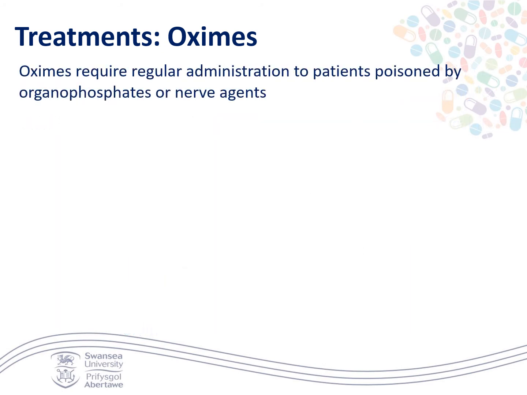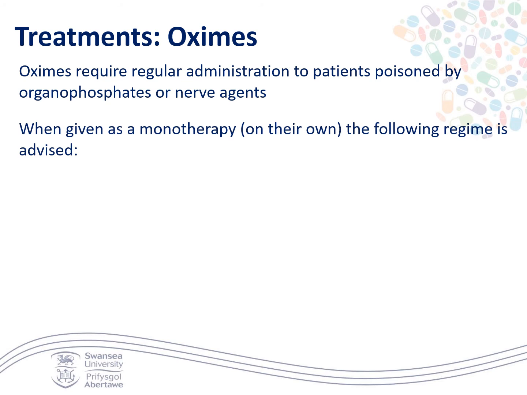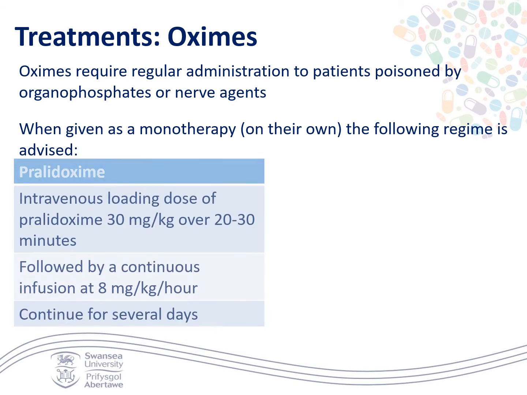Oximes themselves require regular administration to patients poisoned by organophosphates or nerve agents. And when given as a monotherapy, so mono referring to one, so when given on their own, the following regime is advised. A high loading dose, where essentially you inject a lot of the drug very quickly to get it into the circulation, is administered via IV or intravenous administration.